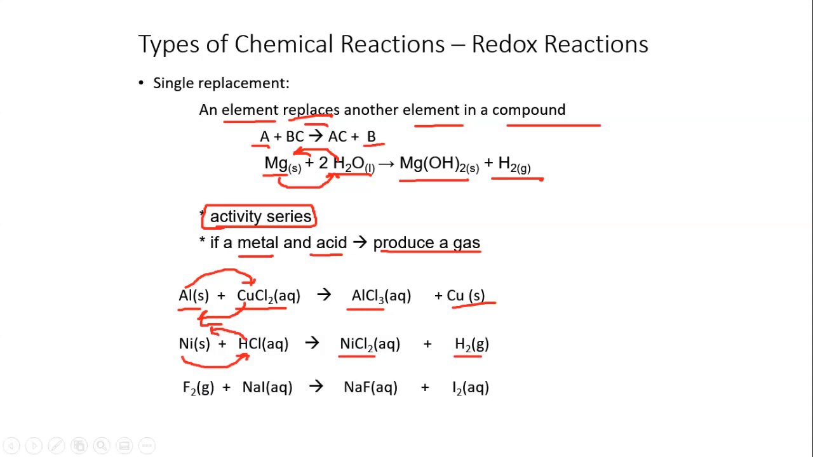And then one more example: even halogens can displace other halogens. The reactiveness of halogens is fluorine is the most active, then chlorine, then bromine, then iodine. So halogens have their own activity series, and halogens will displace other halogens. Here fluorine displaces the iodine. Iodine leaves because fluorine is more active than iodine, so we form sodium fluoride and I2.